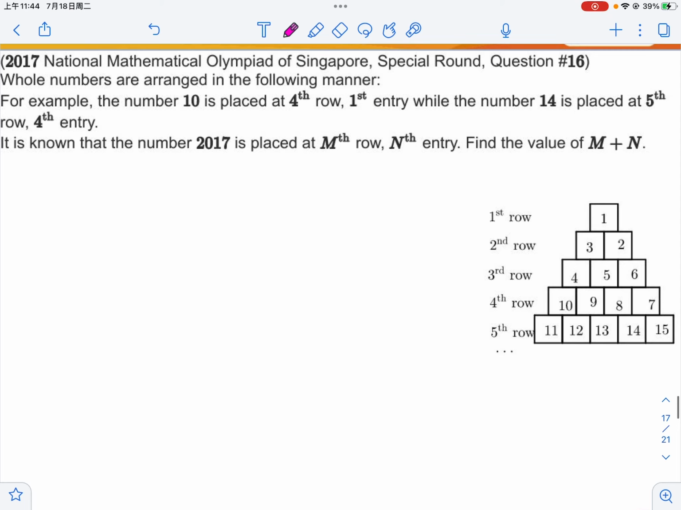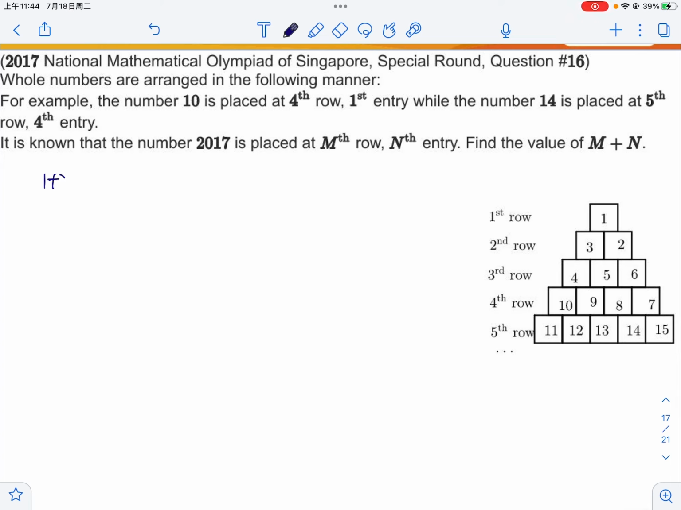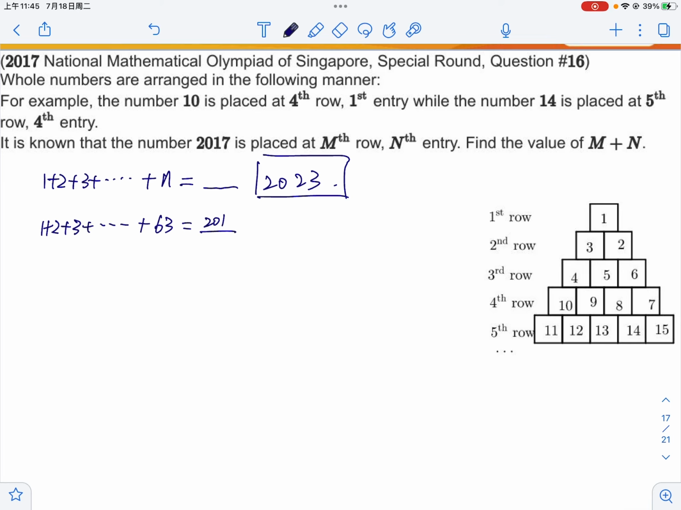This one, question 16. For this one, I hope all you guys can remember one thing: 1 plus 2 plus 3 plus and so on plus n equals to... Yeah, this year is 2023, so we need to find the closest number to 2023. Then I will tell you the answer. 1 plus 2 plus 3 plus and so on plus 63 should equal 2016. It's the closest value, right? You should remember it because this year is 2023, right?